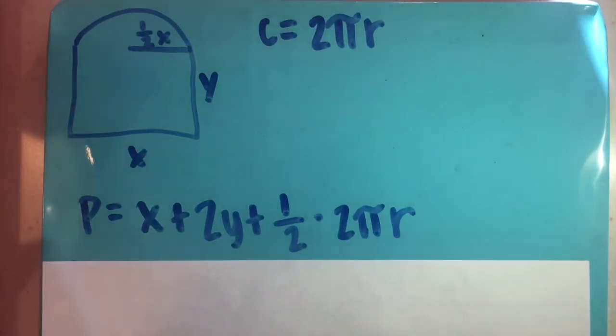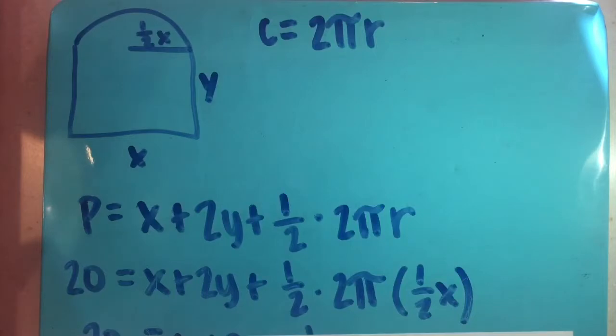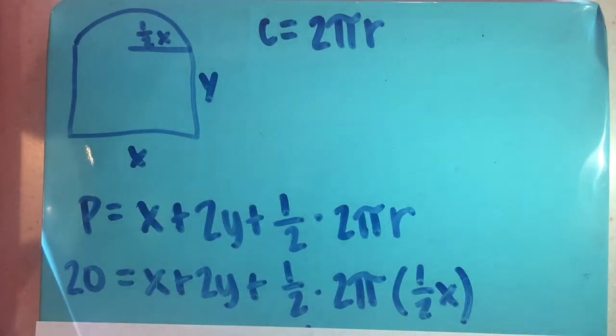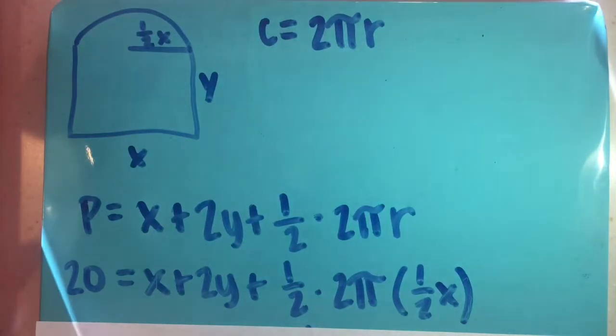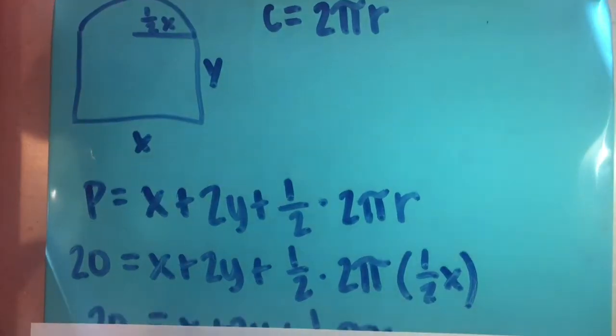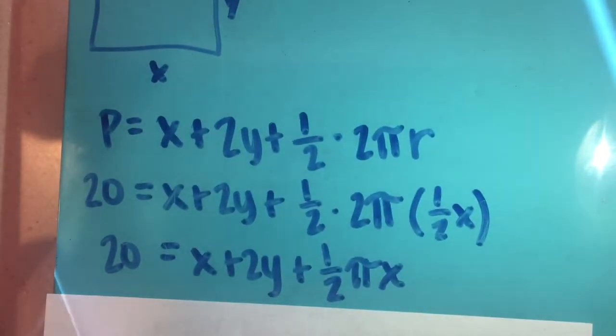And now that we have that equation done, we are going to set it equal to 20, since in the problem we are given that 20 feet is the perimeter of the window entirely. So we're going to have that 20 equals x plus 2y plus 1/2 times 2 pi times 1/2 x. And in the next step, we are going to simplify that equation. So we have that 20 equals x plus 2y plus 1/2 pi x.